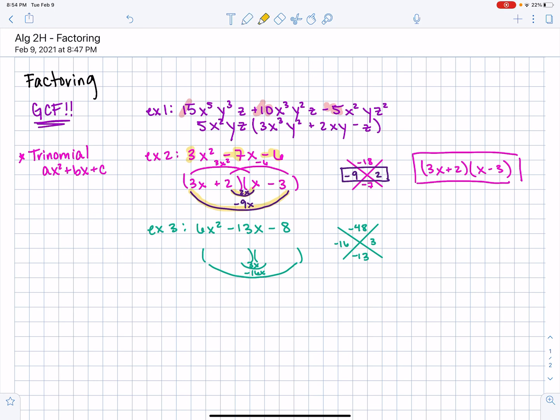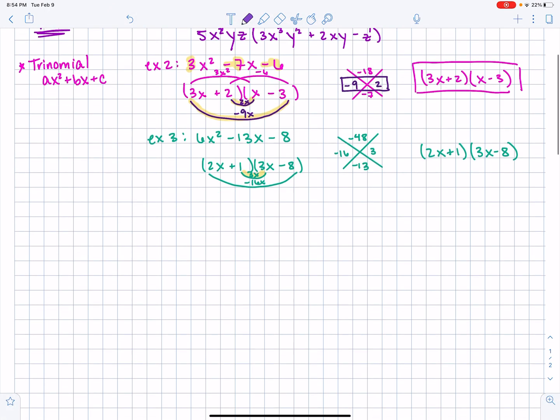So I'm first looking at this 3x right here. And the possibilities of 3x that are going to work for me are going to be a 3x times a positive 1, because I know that last one needs to multiply to a negative 8, so that leaves us with a 2x. And just kind of checking that out, that definitely works. So my final answer for this one is 2x plus 1 times 3x minus 8. So those are the trinomials. Those are the big ones.